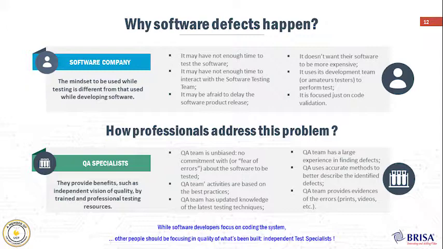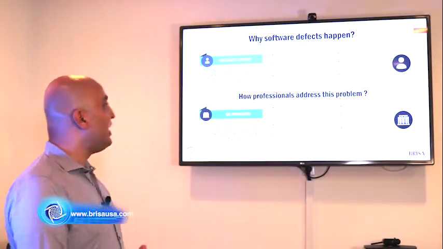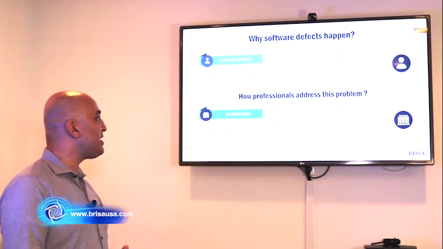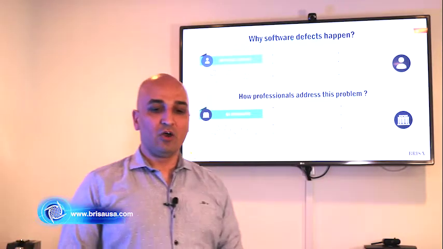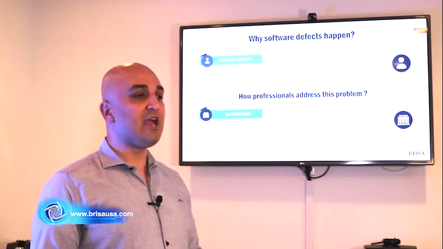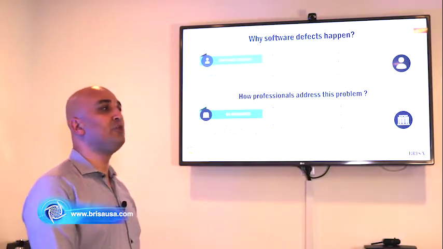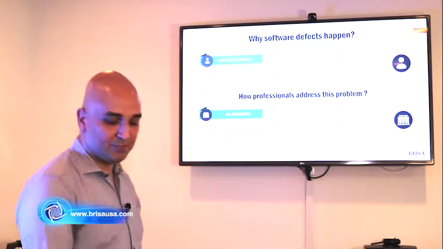The QA team has updated knowledge of the latest testing techniques. They also have large experience in finding defects. The QA team knows where the software tends to present problems. Also, QA uses accurate methods to better describe the identified defects. They provide videos, pictures, any kind of evidence to help the developers reproduce and then fix the problems.